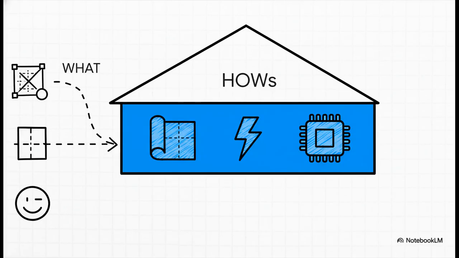Now, across the top of the house, we list the hows. This is the other side of the coin. How are we, the engineering team, going to deliver on those customer whats? These are the technical specifications. So a what like easy to use might get translated into hows like a simple UI design or a page load time under 2 seconds.